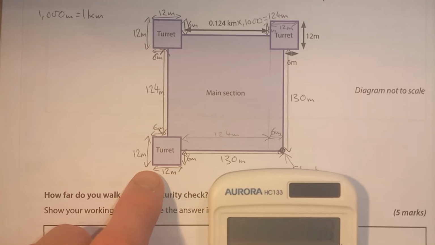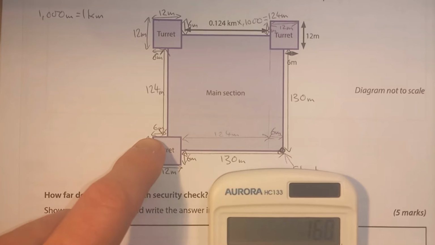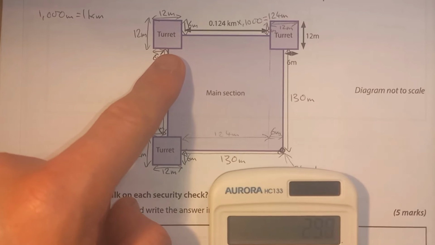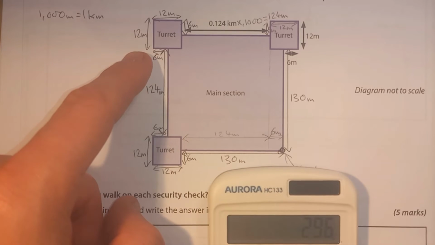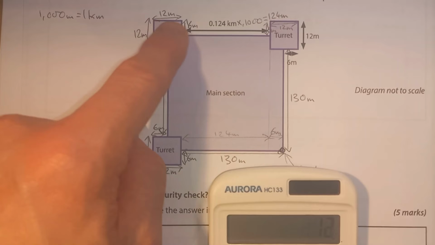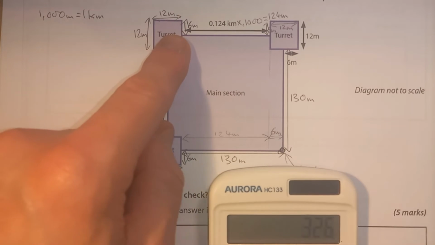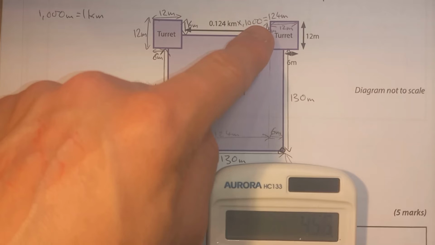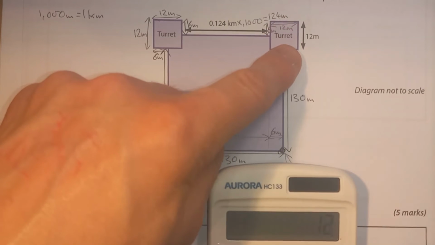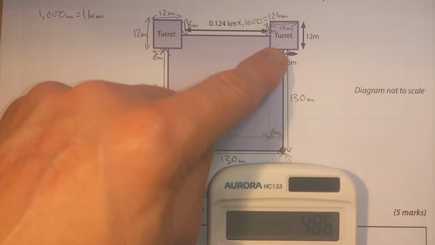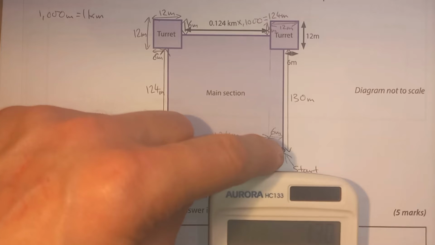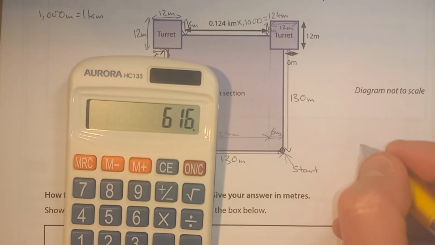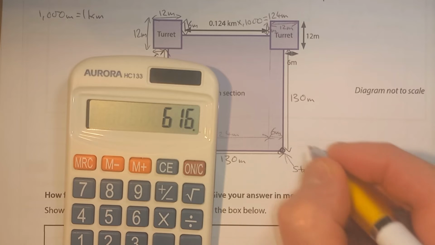Then I'm going to walk 12 metres across here, then 12 metres up, then 6 metres across, then 124 metres up to here, then 6 metres across, then 12 metres up, another 12 across, 6 metres down, 124 metres all the way along, 6 metres up, 12 metres across, 12 metres down, 6 metres across, and then 130 metres all the way back to the starting point, which gives me a total of 616 metres.